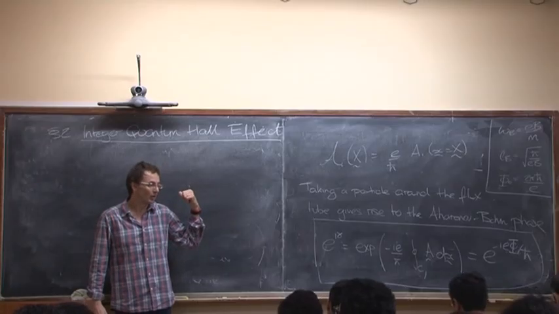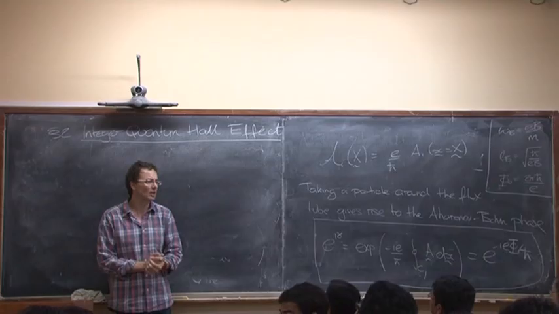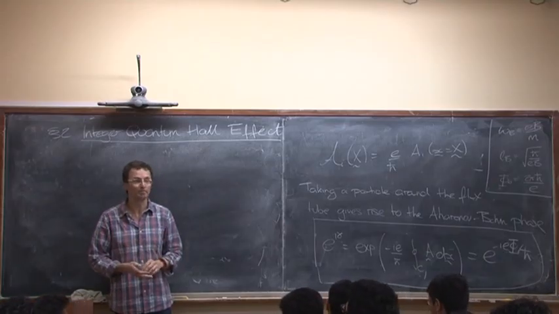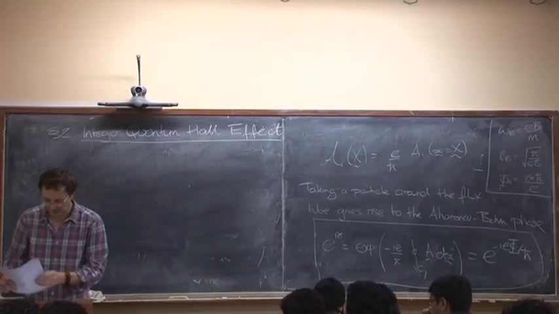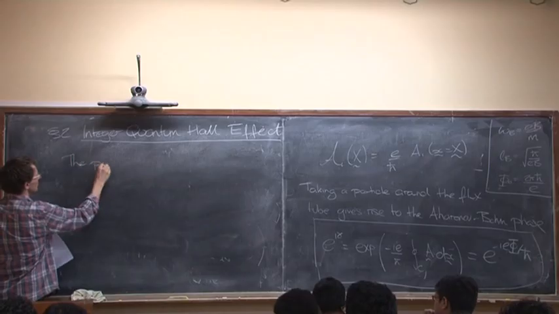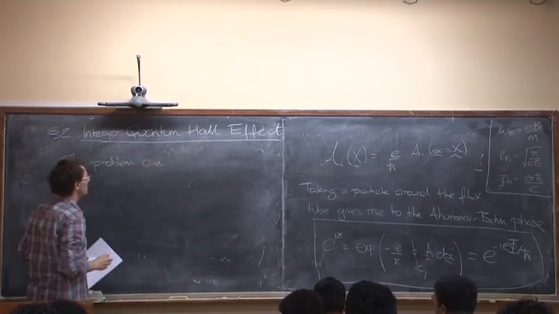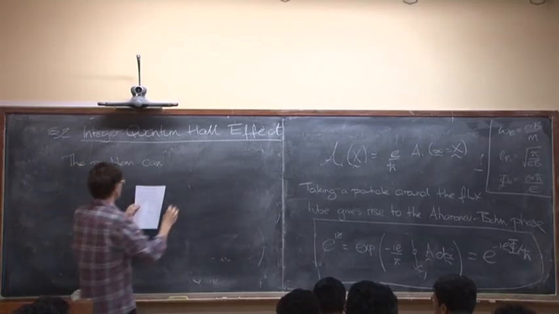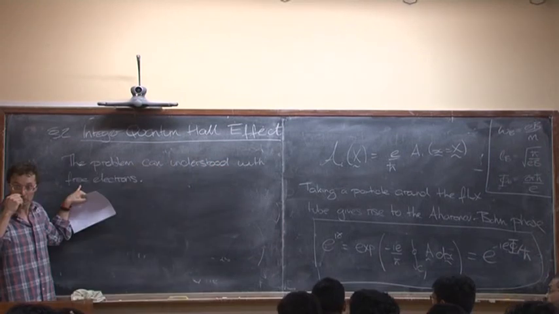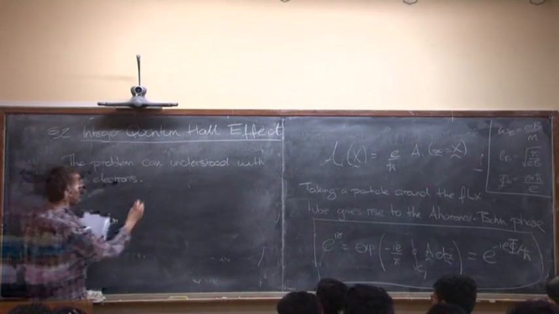But to begin with, what I want to do is give you a sense about why the integer quantum Hall effect arises and why it's much more subtle than you might think. Okay, so the problem of the integer quantum Hall effect can be understood purely with non-interacting electrons. So the essence is very straightforward.